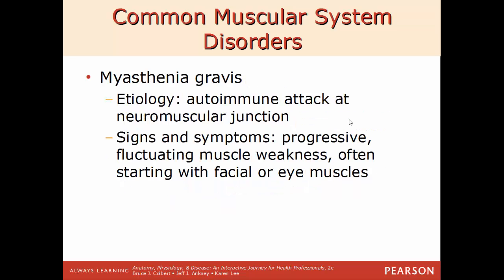Myasthenia gravis, etiology: it's an autoimmune disorder that attacks the neuromuscular junction. Common signs: this is a progressive, fluctuating muscle weakness. It gets better when you are at rest, but when you're doing activity, muscles get much more weak much faster. Often it will affect the facial muscles first, like the eyes or the throat, swallowing and chewing, talking.